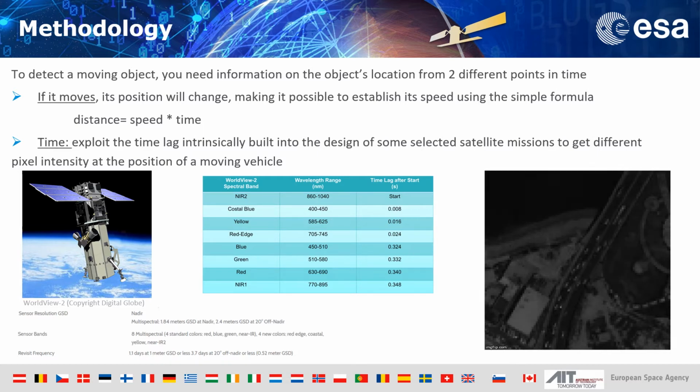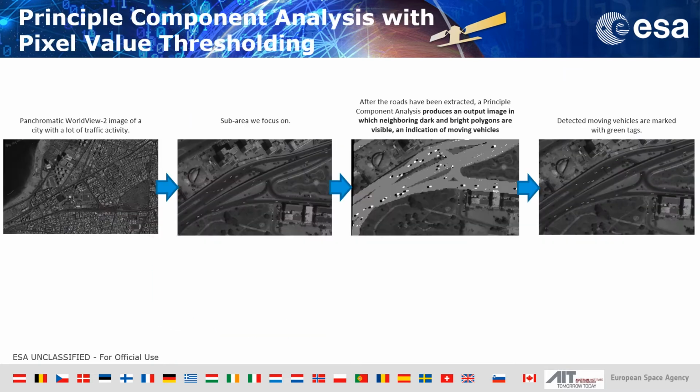So we're talking about WorldView missions, WorldView-2, WorldView-3, and so on. The table here shows you these different bands, and we exploit this time lag, what you see in the third column here, between the imaging in these different bands to address this problem. On the right-hand side here, you see the composition of a couple of images in different bands showing the movement of the objects.